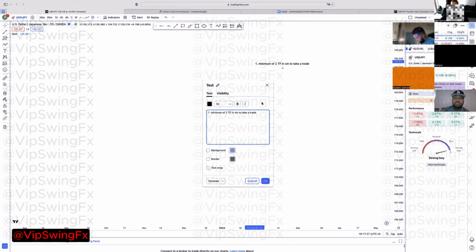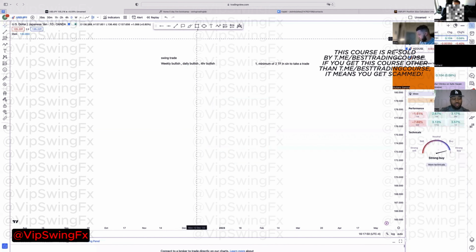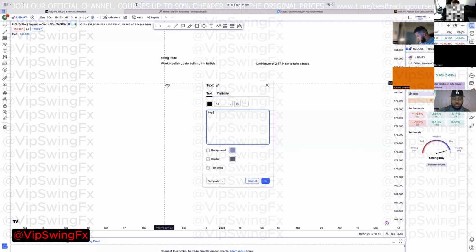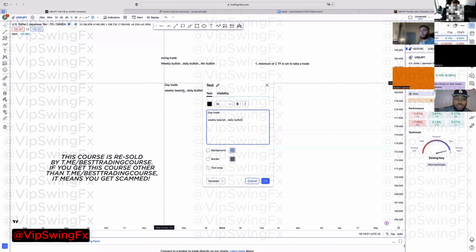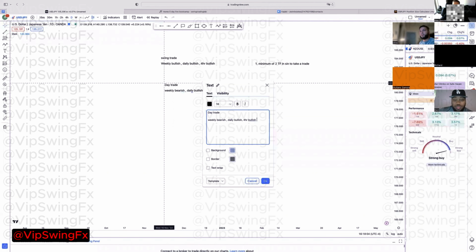You might have seen me in the past take day trades, swing trades, all these different types of trades. Let me put this in the most simple perspective ever. The most ideal swing trade is you want the weekly, daily, and then the 4-hour to be bullish. For an ideal day trade, you can have the weekly, let's say, bearish, but then the daily bullish, and the 4-hour bullish.